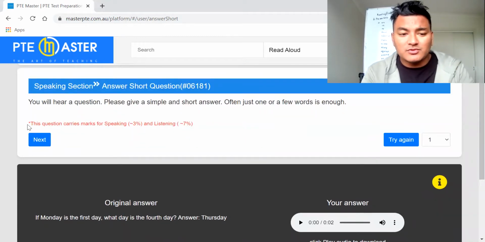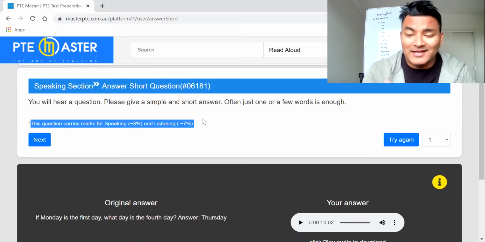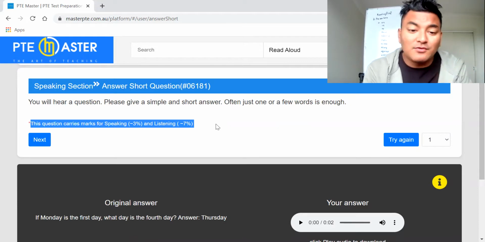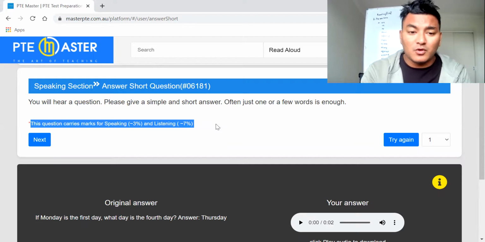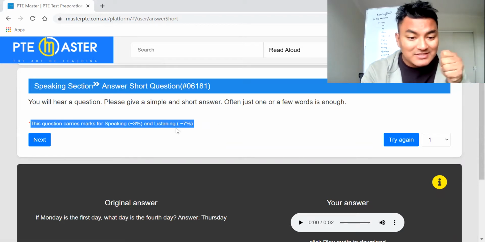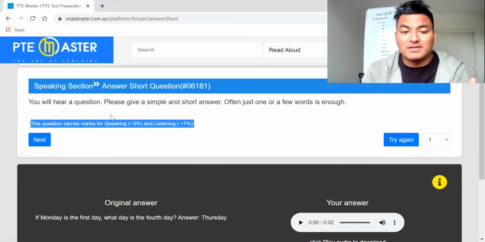And the next thing that I want to show you is the marking criteria. So the marks, how much you'll get if you get it right. You'll get 3% for speaking and 7% for listening. So if you're looking for something to increase your listening section, maybe you can work on this section, right? Because this will give you 7% on listening. Even if this question is for the speaking section, it gives you more marks for listening than it gives for speaking.